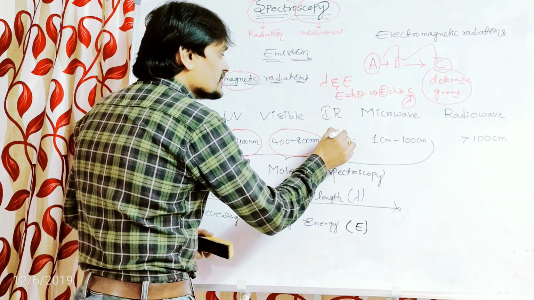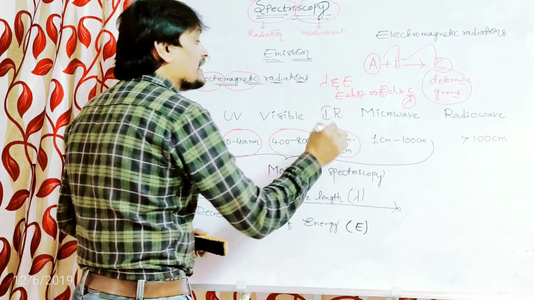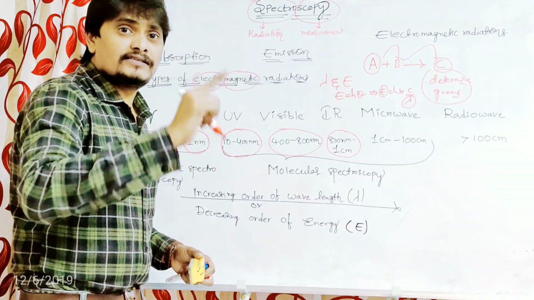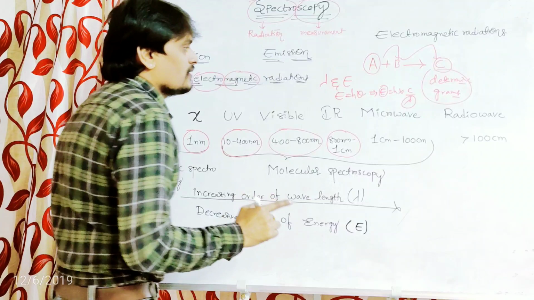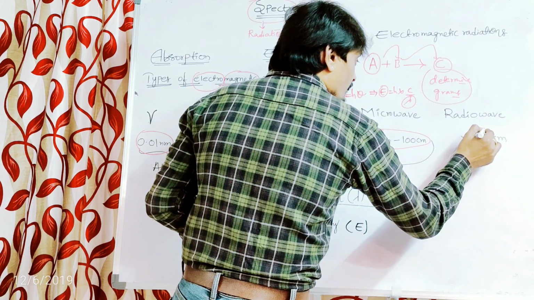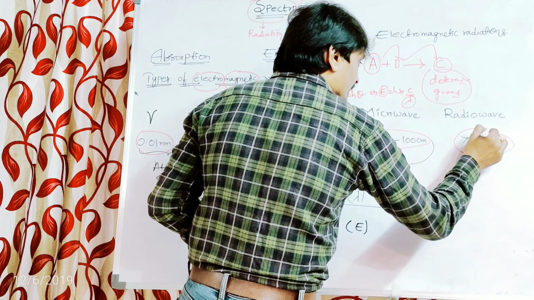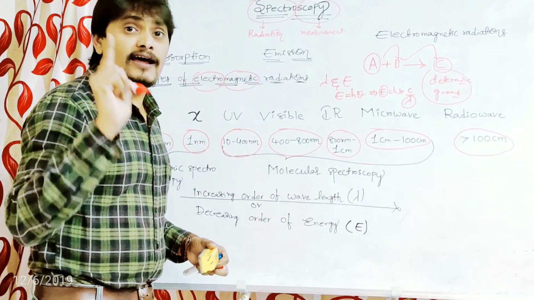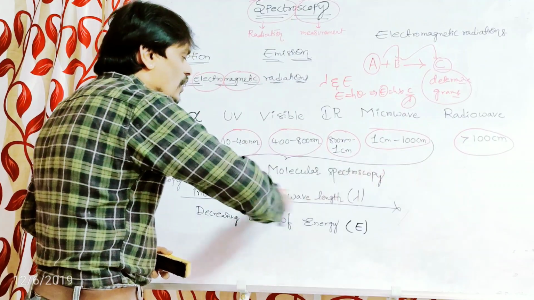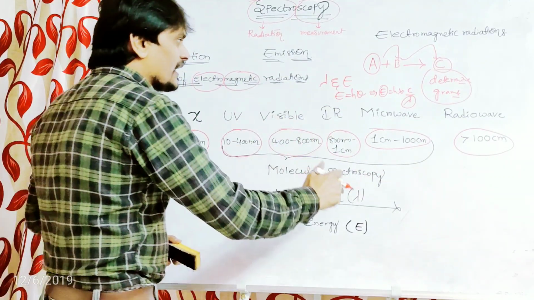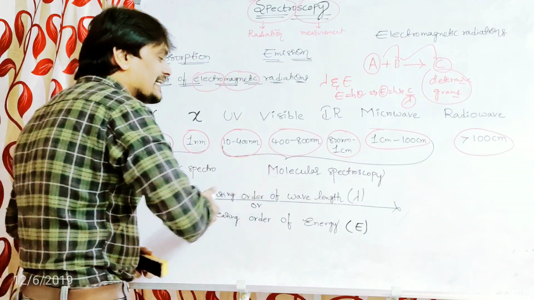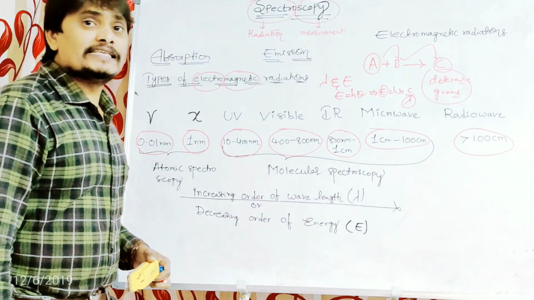IR radiations are associated with 800 nanometers to 1 centimeter. So the wavelength is increasing; from nanometers it has increased to centimeters. Microwaves are 1 centimeter to 100 centimeters, whereas the wavelength associated with radio waves is greater than 100 centimeters. This is the increasing order of wavelength. As we know that wavelength is inversely proportional to energy, with the help of E equals h nu we can say that this is the decreasing order of energy, students.